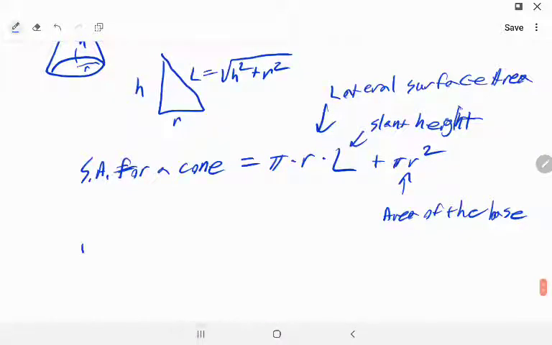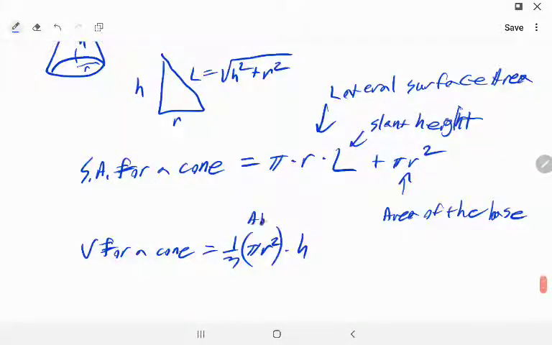And volume is actually kind of like what we see for the pyramid. Notice the volume for a cone is going to be 1/3 pi r squared times h. So essentially 1/3 times the area of the base times the height.